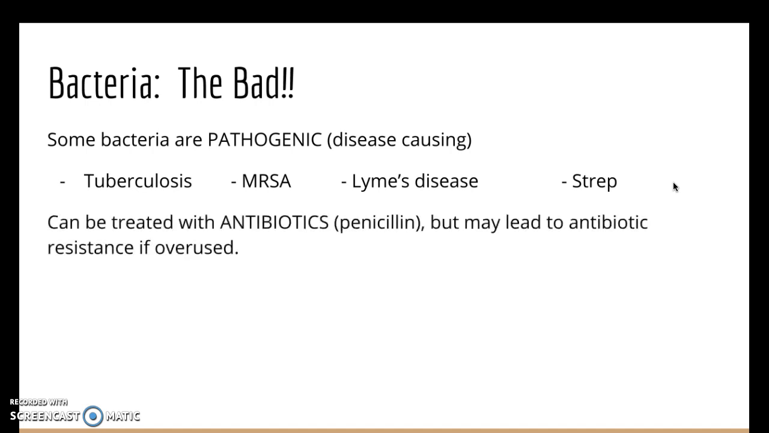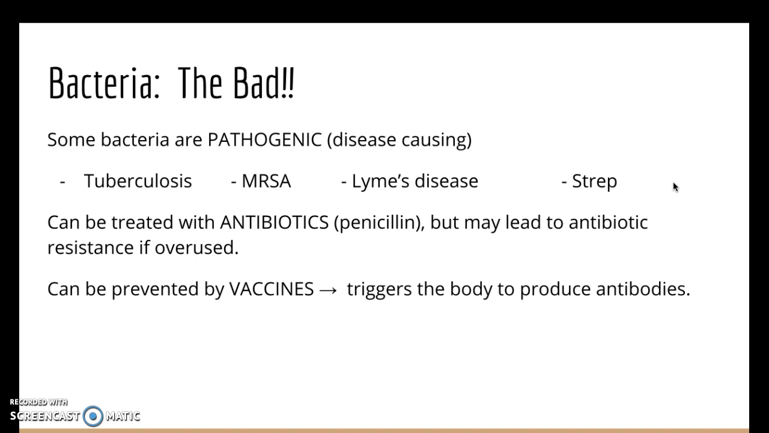You can treat most of these with antibiotics. An example might be penicillin. But the overuse of antibiotics could mean that you get antibiotic resistance. Because these bacteria can mutate and change in order to survive and reproduce through binary fission, they actually can become antibiotic resistant. And so you have to try different antibiotics depending on if the bacteria is responding or not.